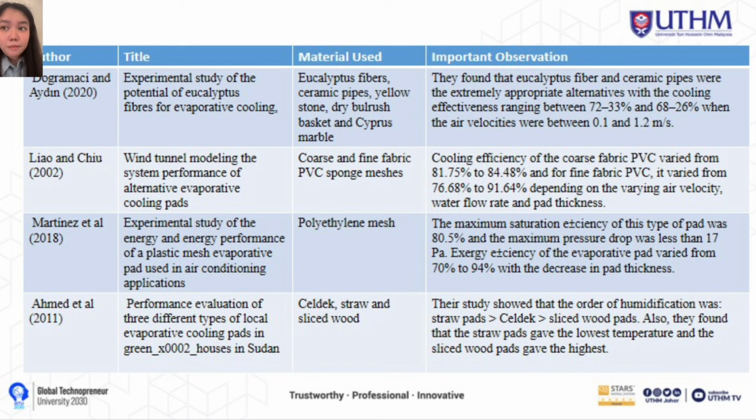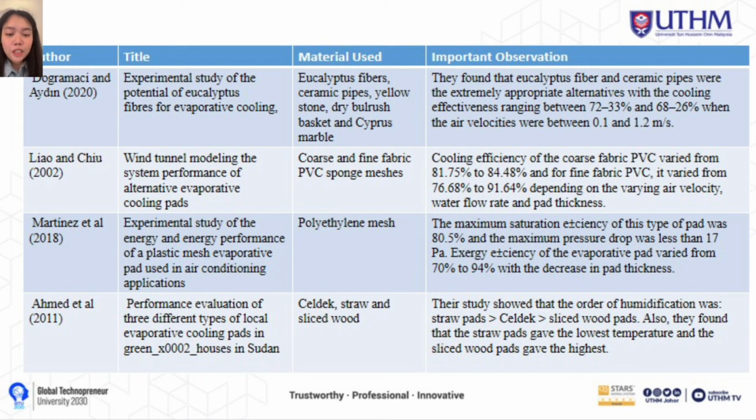And then the last one is Ahmad, from 2011. The title is The Performance Evaluation of 3 Different Types of Local Evaporative Cooling Pads in Greenhouses in Sudan. The materials used are salted straw and sliced wood. The important observation found is the study showed that the order of humidification was from the straw pad to the salted one, and the last one is the sliced wood pads. Also, they found that the straw pad gave the lowest temperature, and the sliced wood pads gave the highest. Okay, that's it for the literature review.